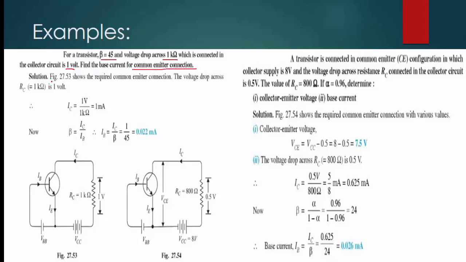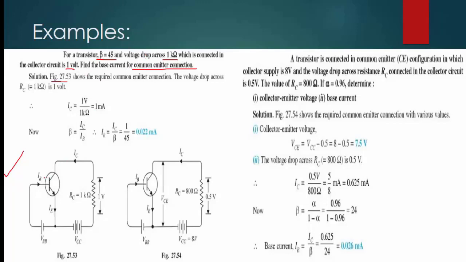For example, we can use this figure, figure 27.53, which is this one here. So we can see the condition of the question. First of all, what is the common terminal? Looking at this, it is common emitter. Second, the gain given is for common emitter. Yes, beta is for common emitter. So the 1 kilo ohm connected in the collector circuit, which is here, has a drop of 1 volt. So can you find the base current for common emitter connection?